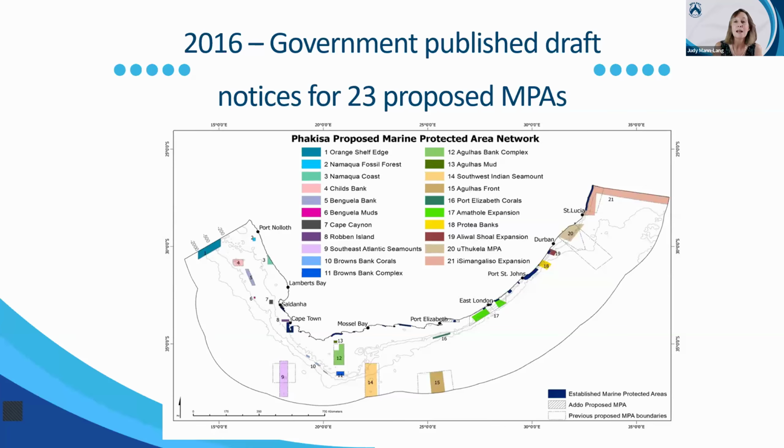And by 2016, they were ready, and the government published draft notices for 23 new proposed MPAs or extended MPAs. And here you can see from this map, that's the map of South Africa, that's our EEZ, and all the different colors were the new proposed MPAs, each of which had been very, very carefully chosen and sited in a way that would optimize protection of marine resources and marine biodiversity while minimizing wherever possible conflict with shipping lanes, with fisheries, etc. So a lot of work went into these.